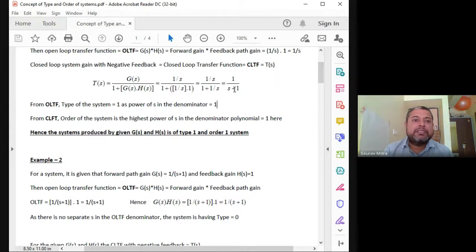So you understand this concept. The open loop transfer function has a pole at S equal to 0, that is at the origin. When we make the closed loop, that is G(S) by 1 plus G(S)H(S), obviously it has to be negative feedback. In that case, it becomes 1 by S plus 1.